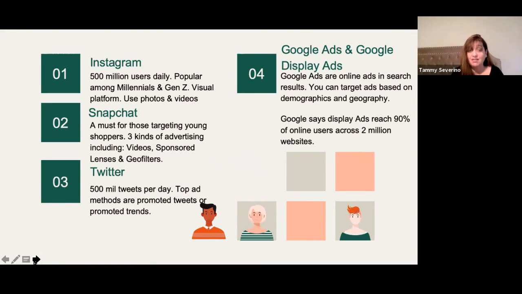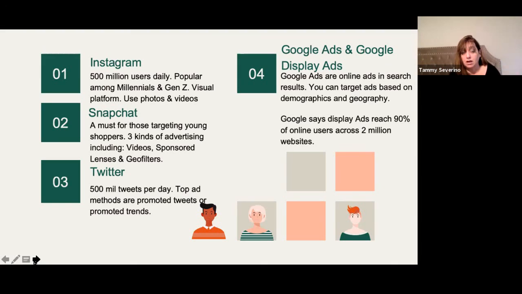But they have 500,000 users every day. Millennial and Gen Z are absolutely fans of this particular platform. And like I said, it is incredibly visual. So if you have really wonderful photos of your merchandise, it's a great place to advertise it. If you have videos showing unboxing and unveiling of packages of your merchandise, it's a great platform for that.